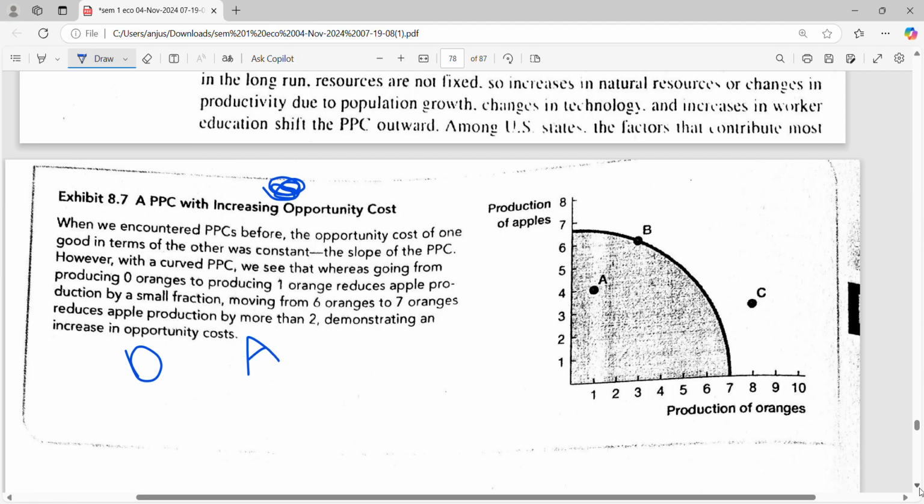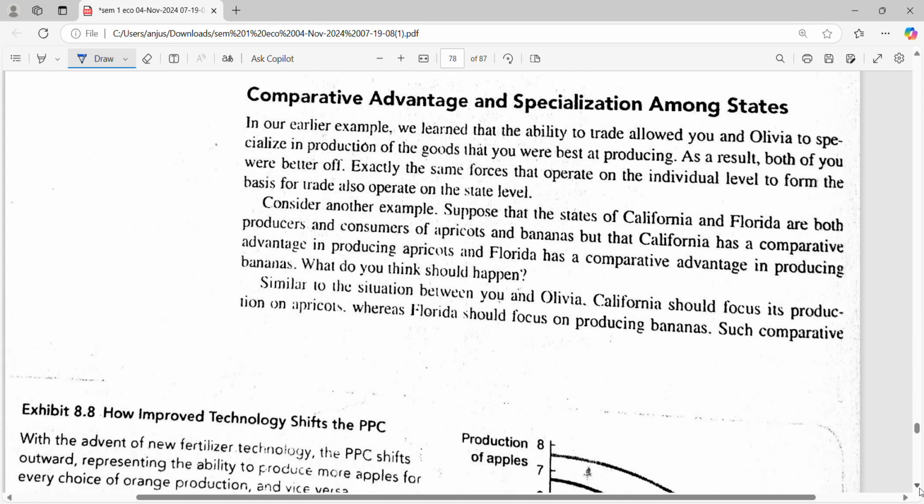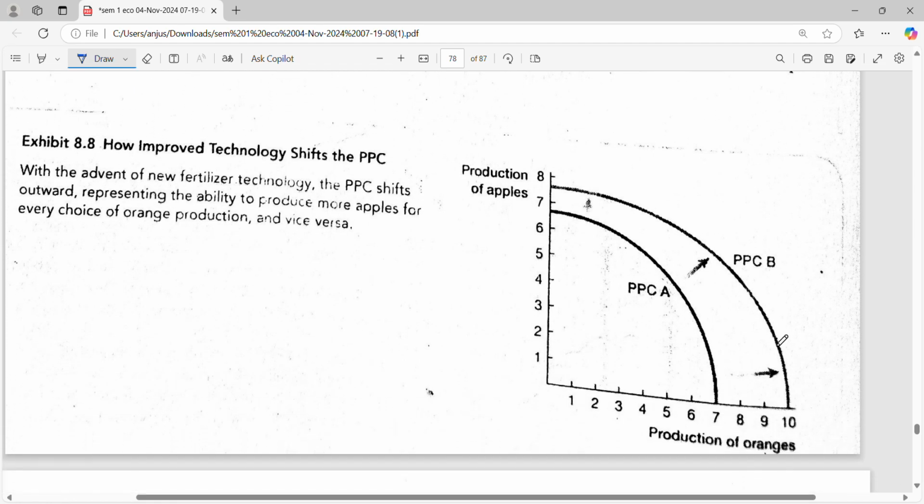Okay, in that case let's discuss another PPC. So here we see the PPC has been shifted outward. Why? Because with the improved technology, they got a comparative advantage. That is comparative advantage and specialization among states. Here with the improved technology, the advent of new fertilizer technology, the PPC shifts outwards, because they are able to produce more apples for every choice of orange production and vice versa.